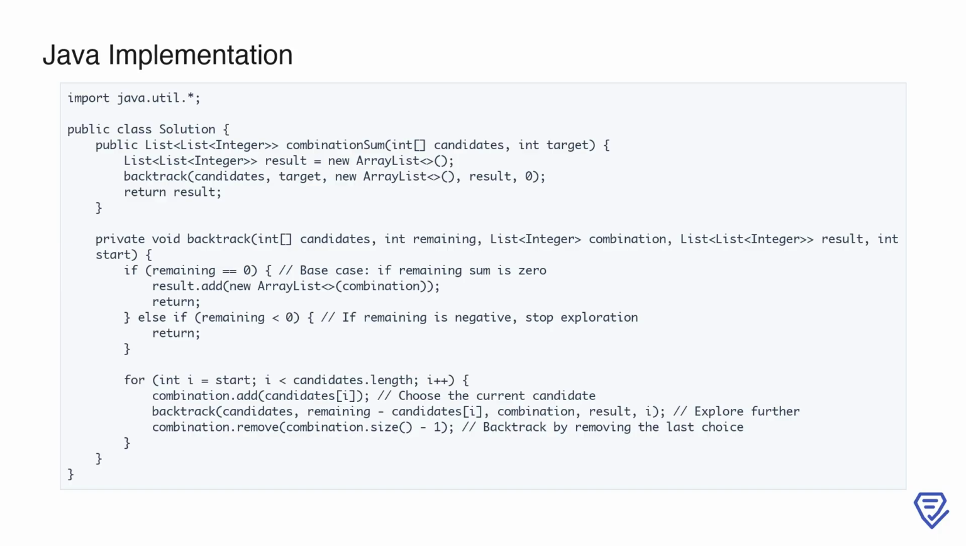This is the Java implementation of LeetCode problem number 39, Combination Sum. The solution follows the same backtracking approach as the Python implementation. The combinationSum method initializes the recursive process, while the backtrack method handles the exploration of all possible combinations. Key differences include the use of Java-specific collections like ArrayList and the need for explicit type declarations. The logic remains consistent with the Python equivalent, ensuring clarity and correctness.